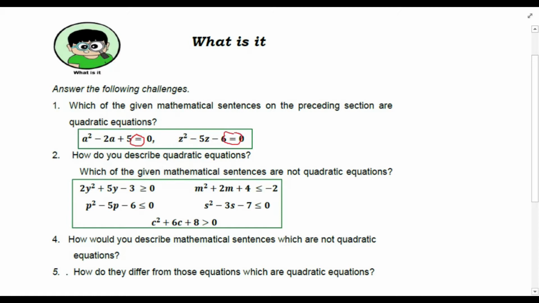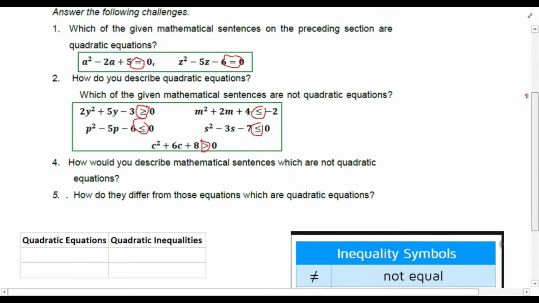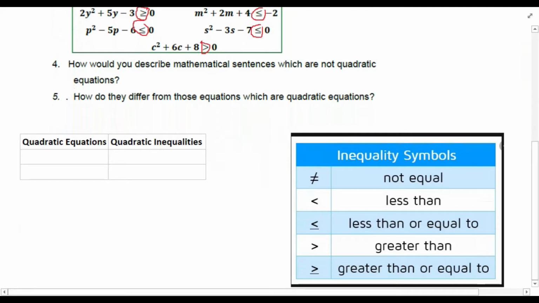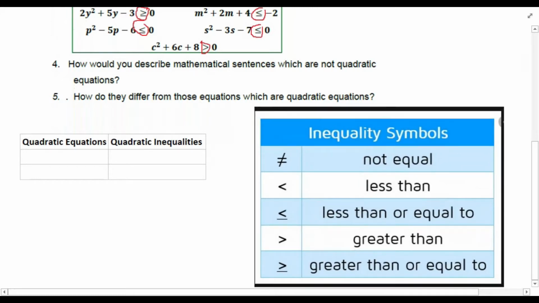How about the next examples? This is not an equation symbol, and also this is not an equation symbol. What do you call these symbols? These symbols are called inequality symbols. And the inequality symbols are the following, and you have already studied this in your grade 7. Even in your elementary grades, you have already studied the inequality symbols.